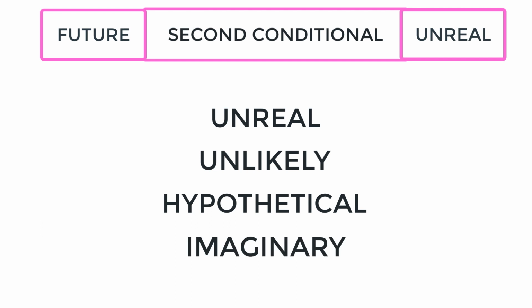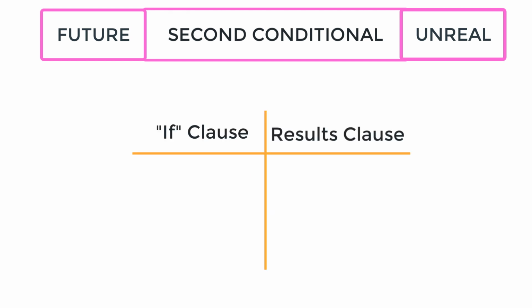Let's go on to the second conditional. The second conditional is used to express unreal, unlikely, hypothetical, and imaginary situations. It's used to express dreams and things that are unlikely to happen in the future. The second conditional is formed by using if plus the past simple in the if clause and would plus the infinitive in the results clause.